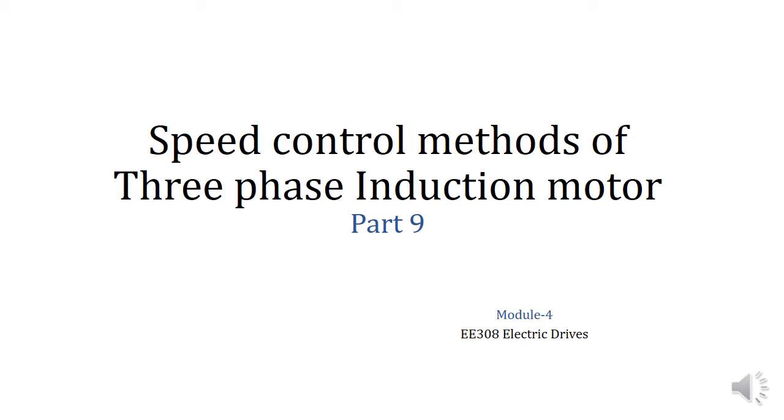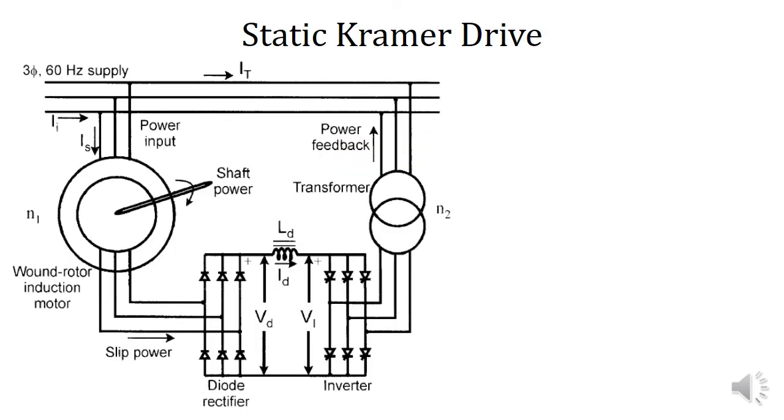This is the ninth lecture of Module 4. Today we will have a discussion on static Kramer drive. This is the basic circuit configuration of a static Kramer drive. A static Kramer drive consists of a slip ring induction motor whose speed is to be controlled, a transformer, and a combination of a diode rectifier and an inverter.